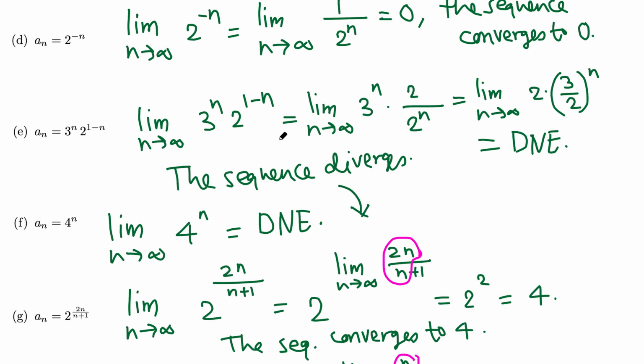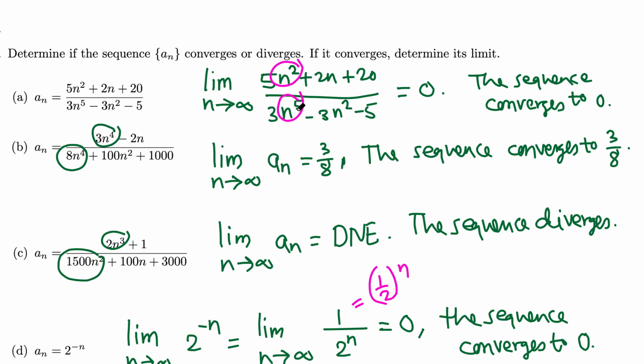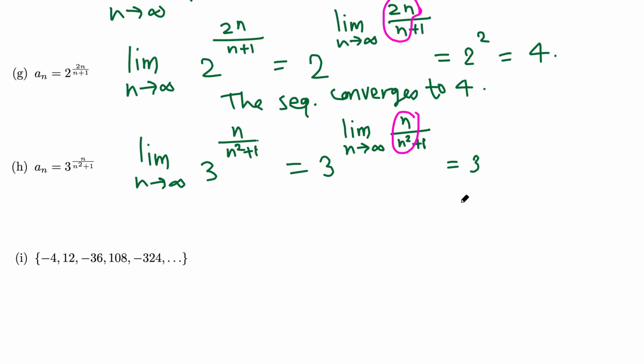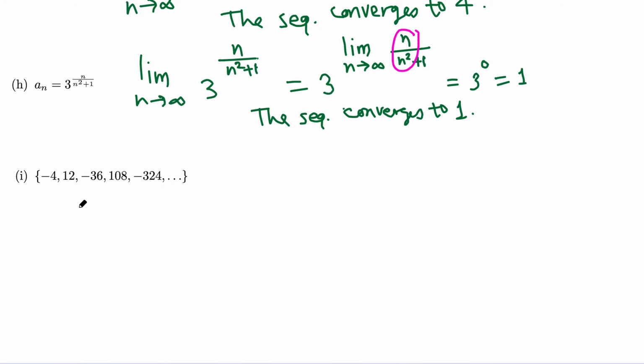Here, when we have the higher power in the bottom, the limit is 0. So this limit is 0 and 3 raised to 0 is 1. So this sequence converges and the limit is 1. The sequence converges to 1. So here is the last problem.